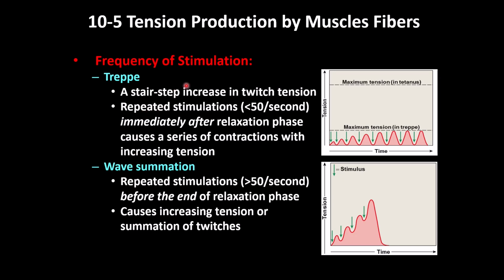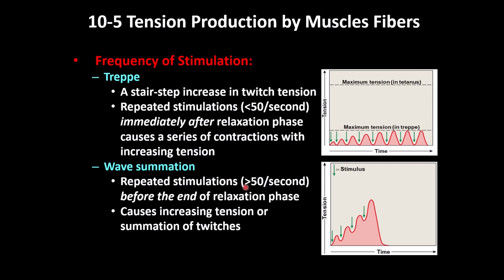Treppe is when the stimulus is less than 50 per second. What happens here is a stimulus occurs, it causes an increase in tension, then the muscle goes back to relaxation, then it increases and goes back to relaxation again. But every time the stimulus is there, there is some increase in the amount of tension, because not all the calcium can enter back into the sarcoplasmic reticulum. But you can see the tension is very low here.